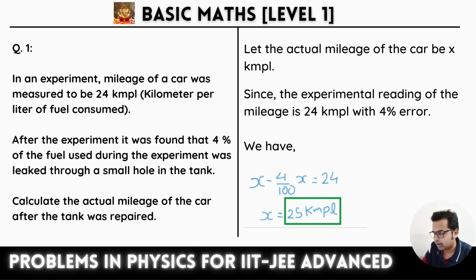Because see, the experimental reading which we got, 24, is the reading with the leakage. So actual mileage minus 4% leakage is equal to the experimental reading. So x minus 4% of x is equal to 24. With a very basic calculation you can calculate x, that is 25 kmpl. I hope you got the exact concept of this problem, a very easy problem. But still many of you might have struggled. As you can see, physics is all about deep observation, understanding of the question.